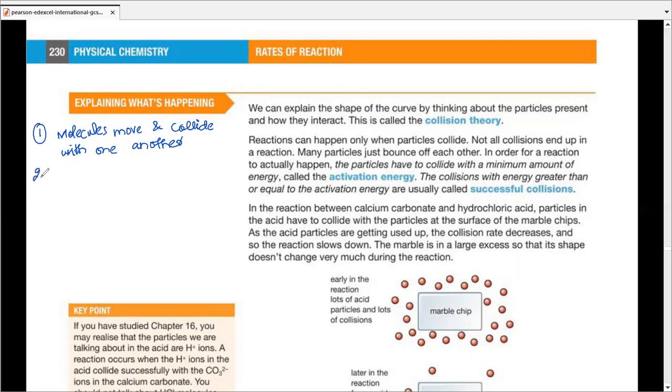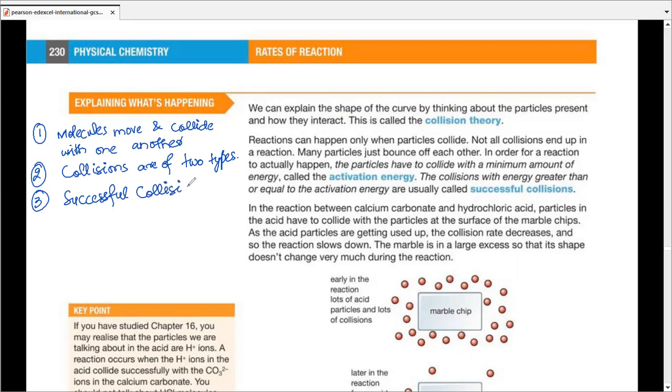Number two, collisions are of two kinds, or two types. First type, successful collision.